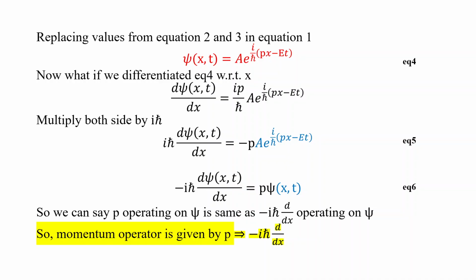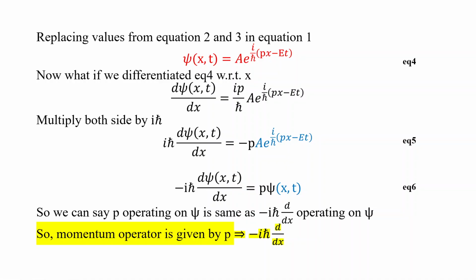Now what if we differentiate it with respect to x on both sides? We will get i p/h cross, and this term remains the same. Now focus on this term. This is again psi(x,t), which I colored sky blue. We take h cross and i to the other side, so we have minus i h cross d psi/dx = p psi(x,t).